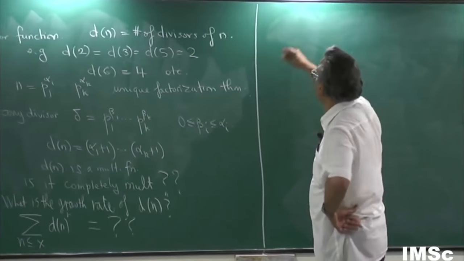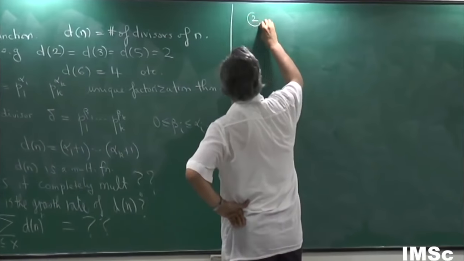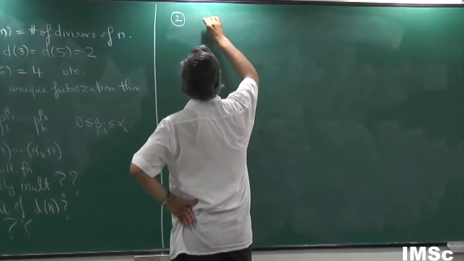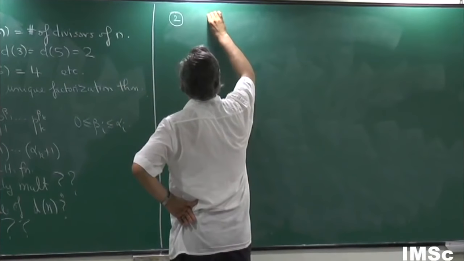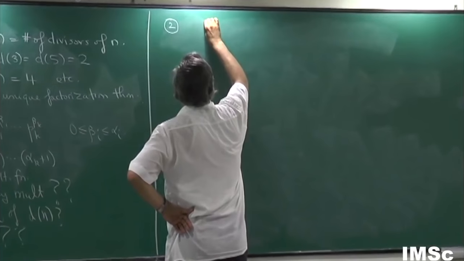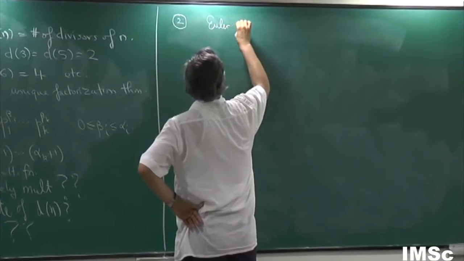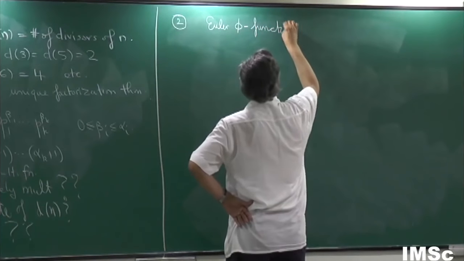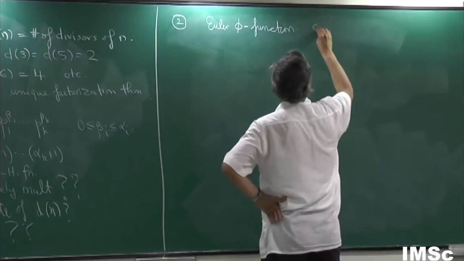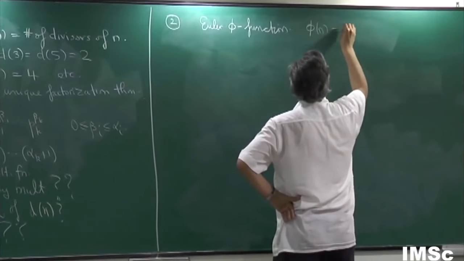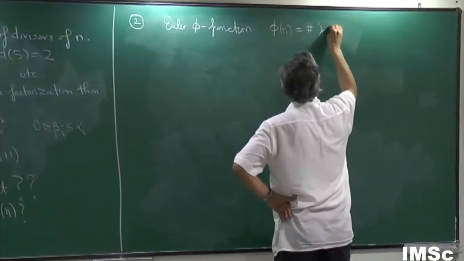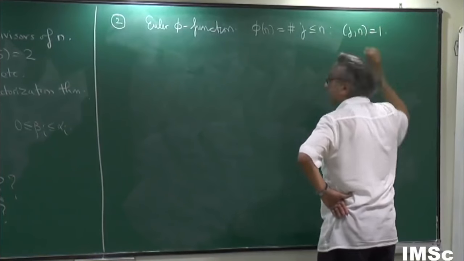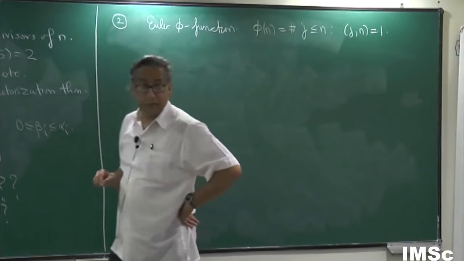Yeah, so this is one example of a divisor function. So let me give you another example: the Euler phi function. So phi of n is the number of j's less than n which are relatively prime to n, correct? That's the Euler phi function.